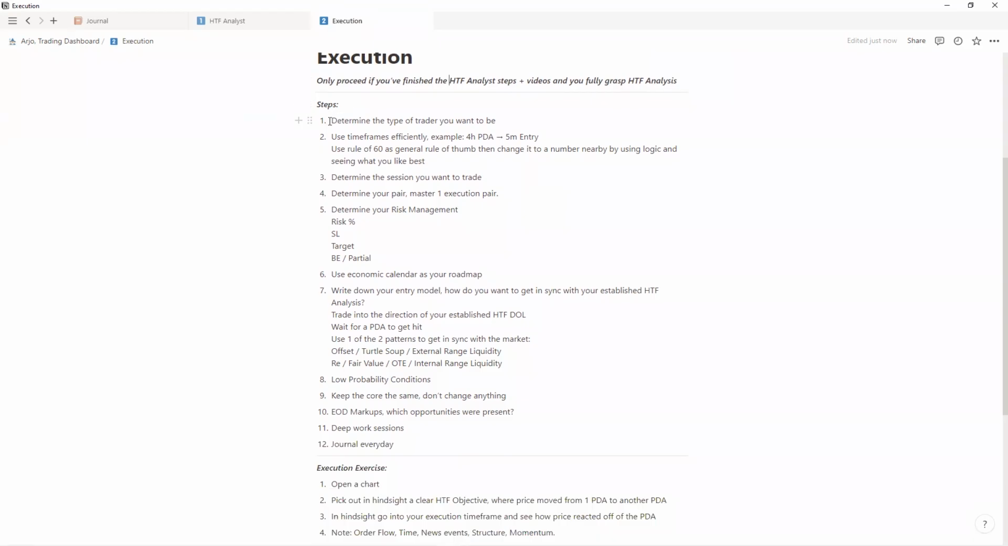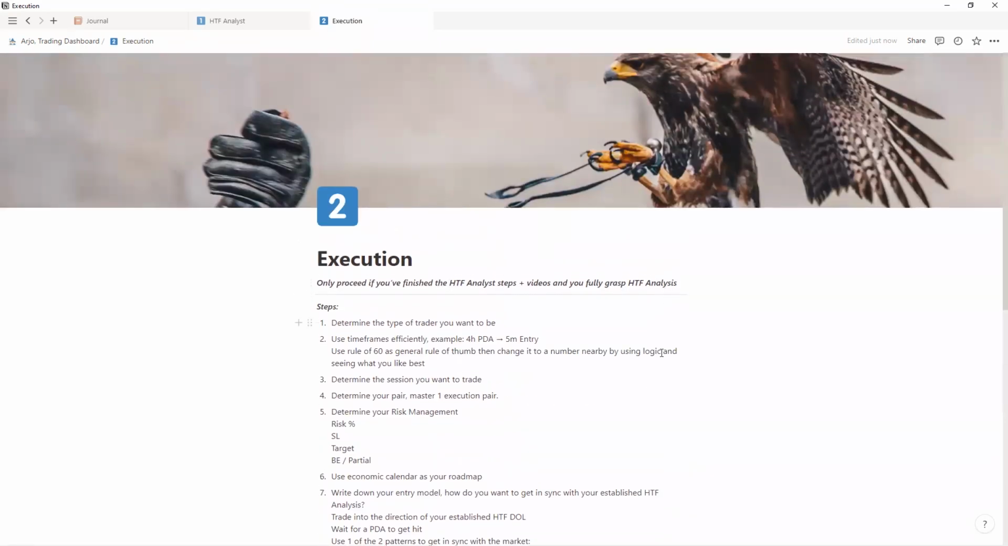Steps. Determine the type of trader you want to be. Do you want to be a scalper, a swing trader, a day trader, a position trader, one shot one kill, etc.? Whatever you want. This is very important because it leads us to the next step: use time frames efficiently. If you're going to be a scalper, I always advise to do a high time frame analysis. Even if you're a scalper, you're not going to execute on a 4-hour entry, so you have to choose your time frames very efficiently.